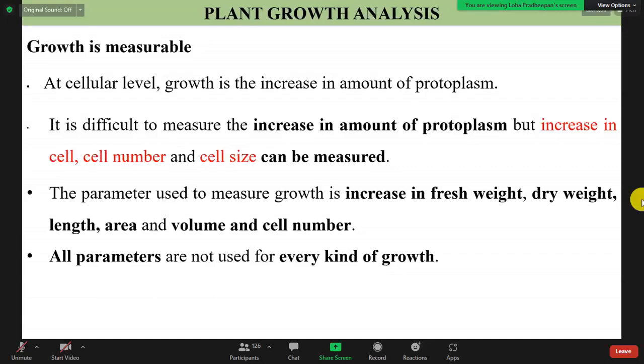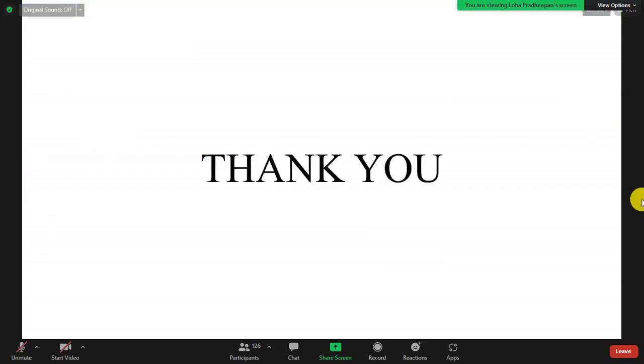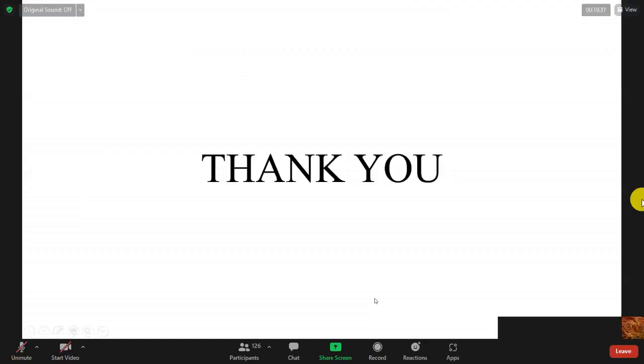The parameters we are utilizing can vary with the plant. We can't use all the parameters for every kind of growth. So depending on the species or the plant, even the organism, we can set them. So that's all, just an introduction regarding growth.